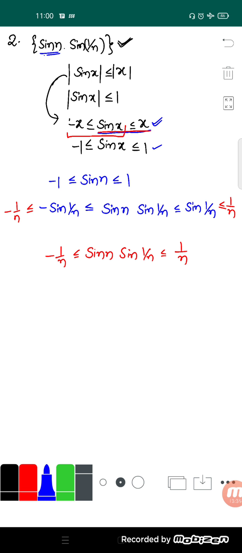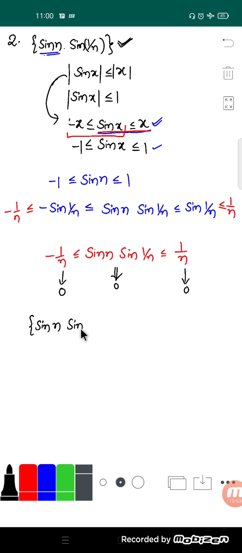If we observe here, minus 1 by n converges to 0, and 1 by n also converges to 0, so this must converge to 0 by the squeeze theorem. Okay, so the sequence sine n sine 1 by n converges to 0. This is using the squeeze theorem.